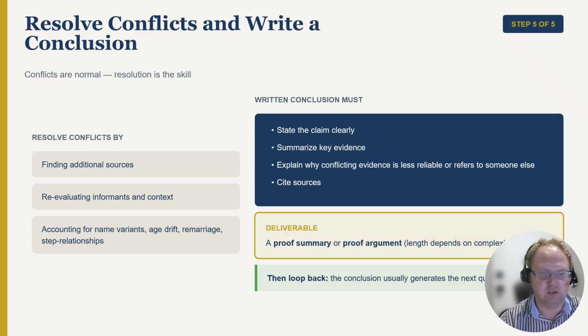Now, your deliverable is a proof summary or proof argument, scaled, or sometimes just a statement. If there's just one, it only takes one or two documents, and there's no controversy. It's really straightforward. Direct evidence. You didn't find anything conflicting. You can just say so and so was the son of so and so. There was no conflicts or competing candidates. This is it. I guess in that case, for me, a single sentence is rarely sufficient.